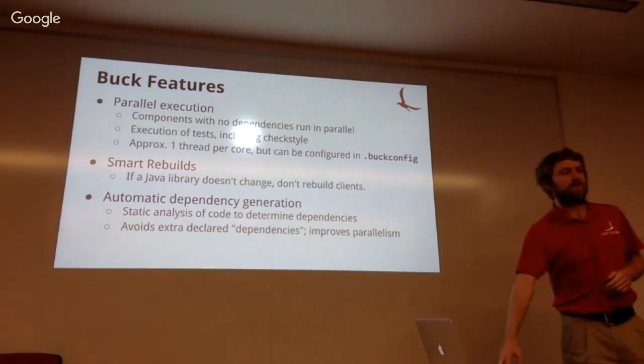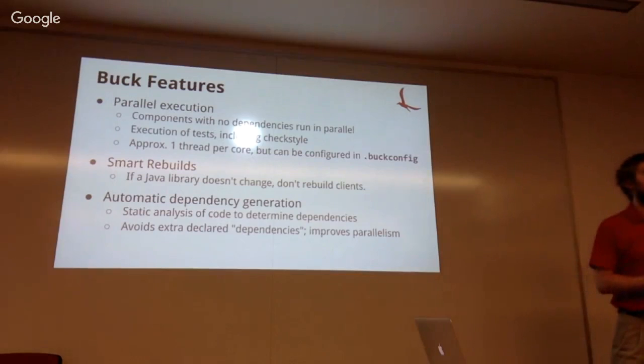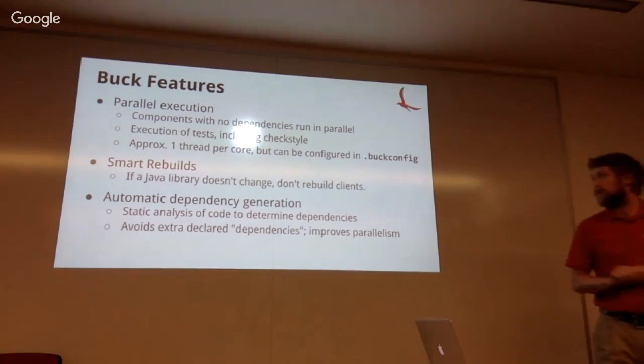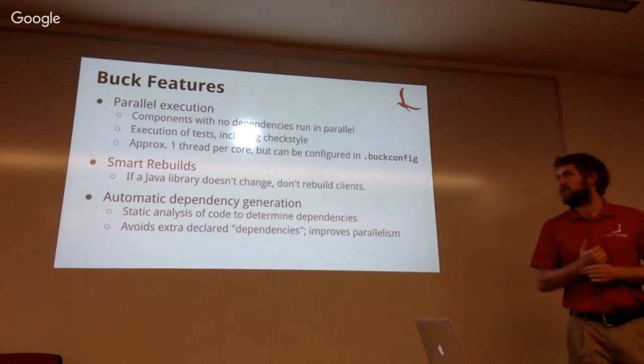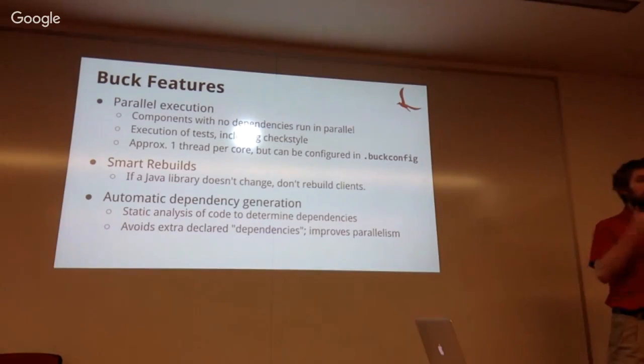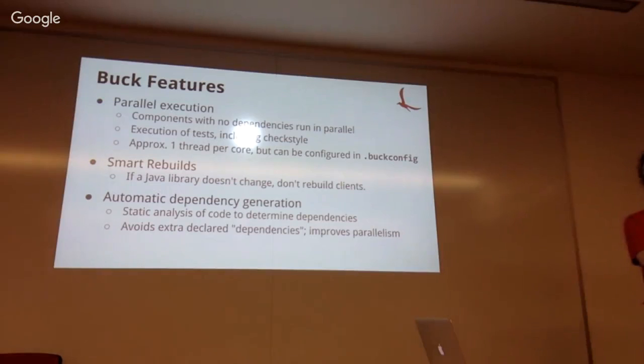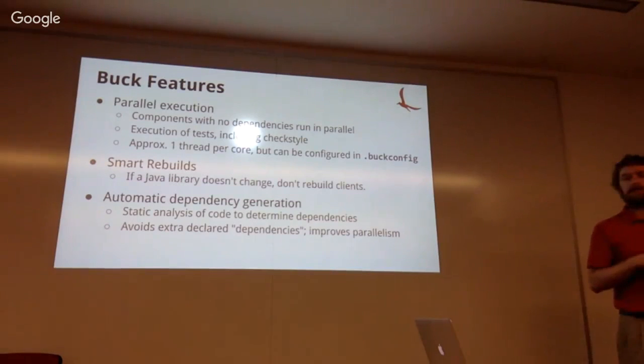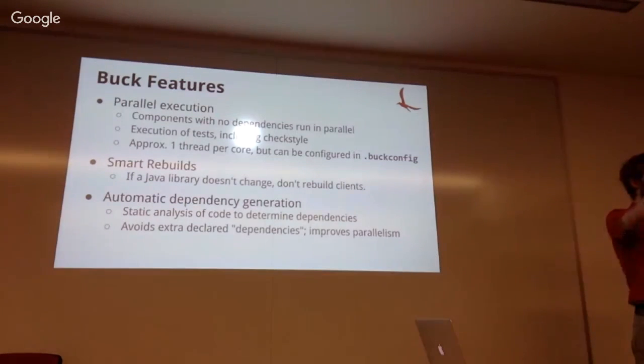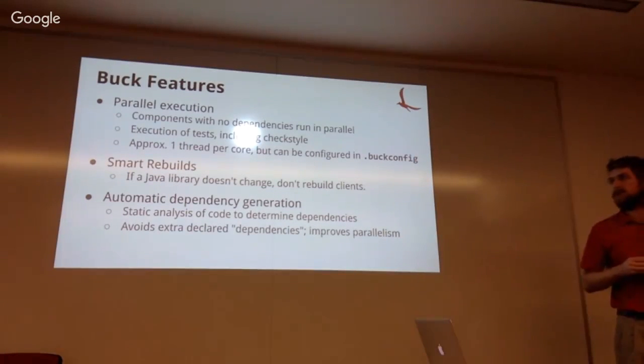We saw about a 5 or 6x improvement just due to parallelism over the Maven build. Another thing that Buck does is smart rebuilds. So if you have a component that doesn't have an outward-facing API change, it doesn't have to necessarily rebuild components that depend on you. It will rerun the tests, but it doesn't have to rerun the components.